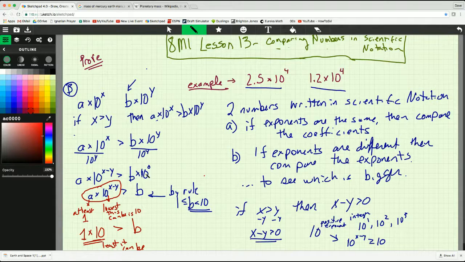So that's kind of a very informal proof. If we start with a times 10 to the x is greater than b times 10 to the y, and x is greater than y, then we know that this left side, after we do this division and then continue on through, is still going to be greater than the right side. And so you can just simply compare exponents.